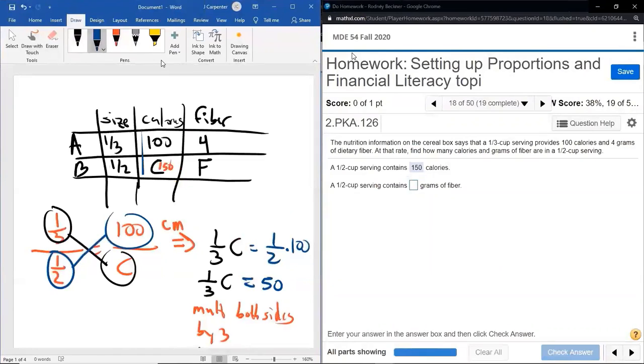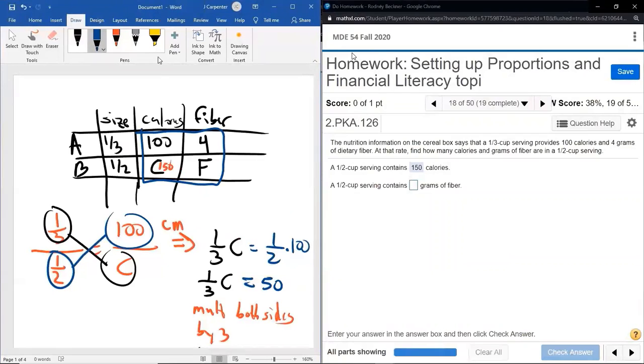Now, I could certainly do this, and I didn't round that number, so honestly, this isn't even bad because this 150 was not rounded at all. It was exact. It would be perfectly fine to do the box that way to make our proportion as 100 over 150 equals 4 over F.